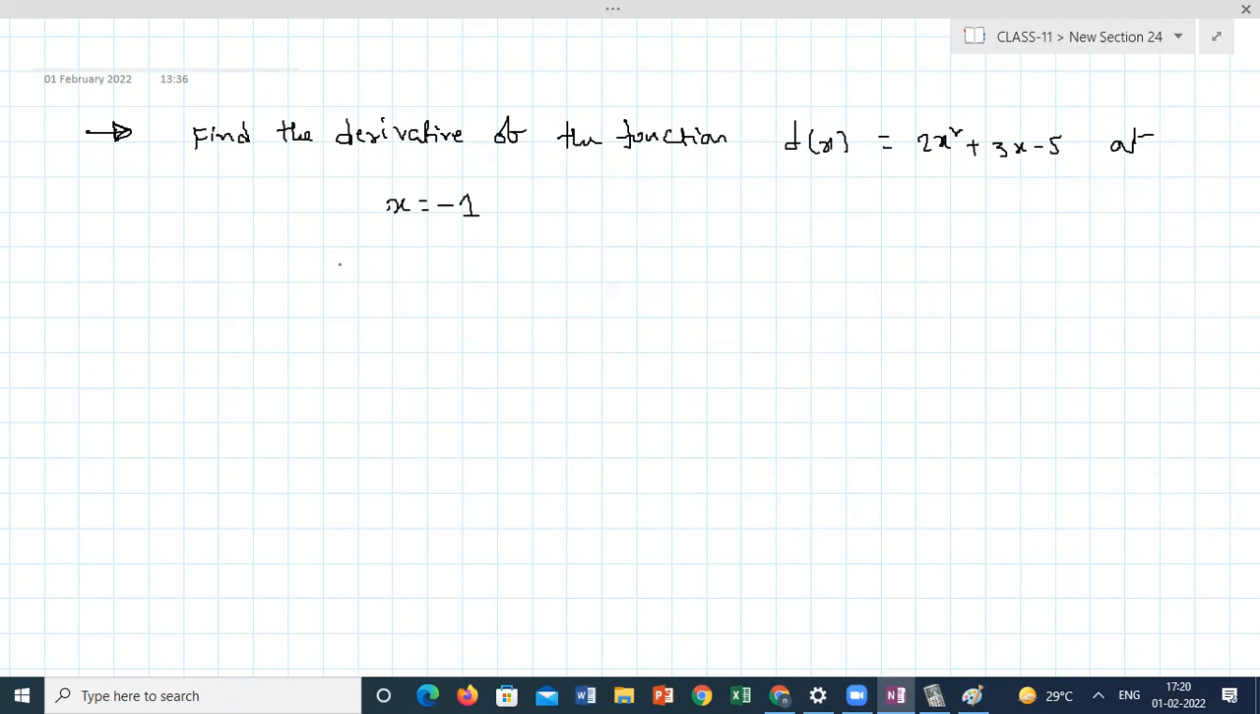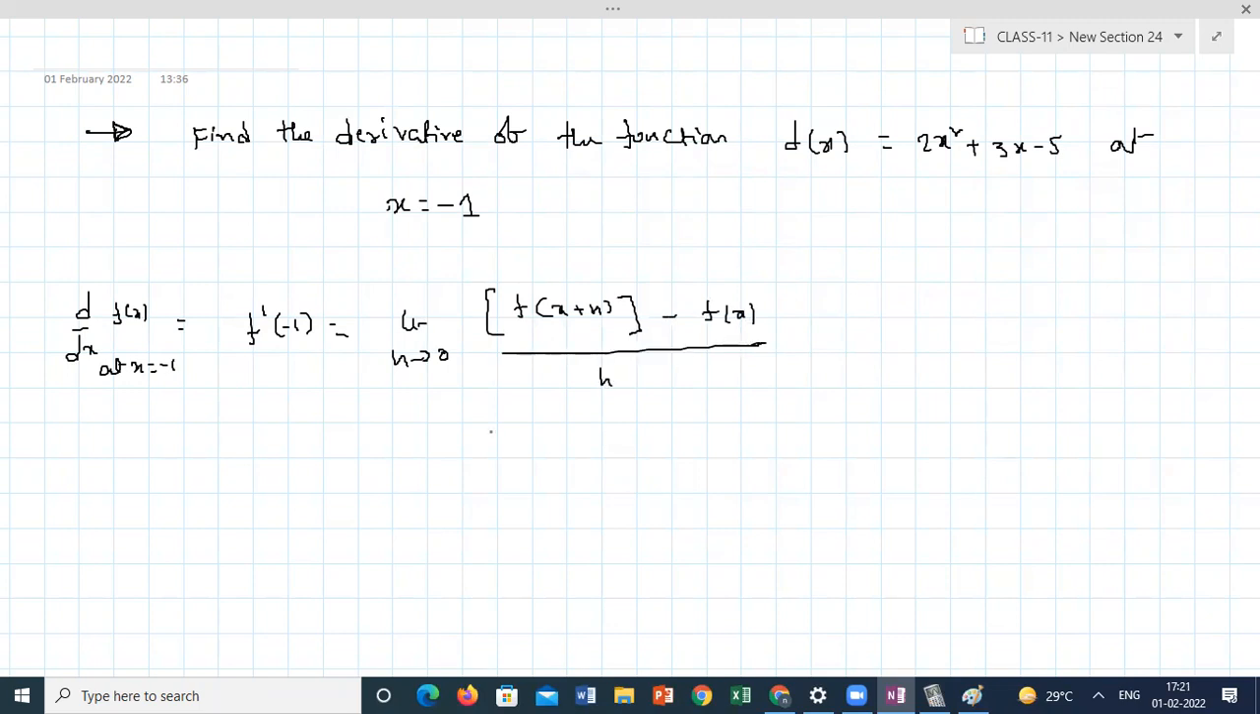That means how to do it using the definition of this function. So they are asking f dash of minus 1, which is nothing but the differentiation of the function, d by dx of f of x at x is equal to minus 1. Both are the same, just the way we represent its evaluation. Limit h tends to 0, f of x plus h minus f of x divided by h. This will be limit h tends to 0, what is your x? Minus 1 plus h, minus f of minus 1, divided by h.